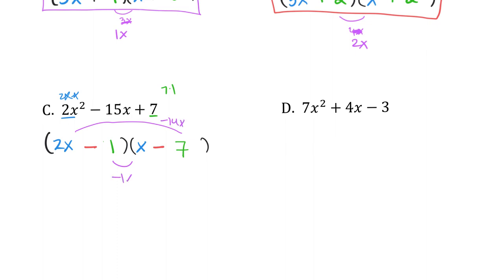And then down here I have negative 1x. Negative 14x minus 1x, that's negative 15x, so I got it.